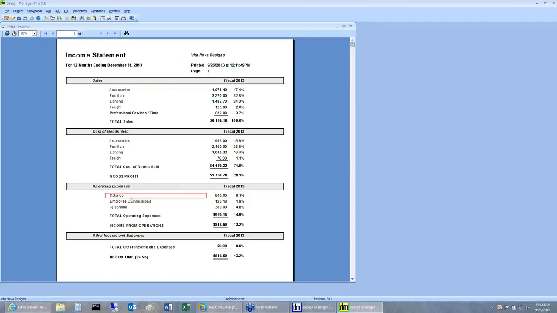And one of the main ones is going to be your salaries, everything you've paid out to employees for salaries. Also, depending on your firm, you may have employee commissions, like commissions you give designers for sales of goods. And then there's one here, it says telephone expense, just for example purposes, but you'd have a whole list of expense accounts. You'd have office supplies, telephone.